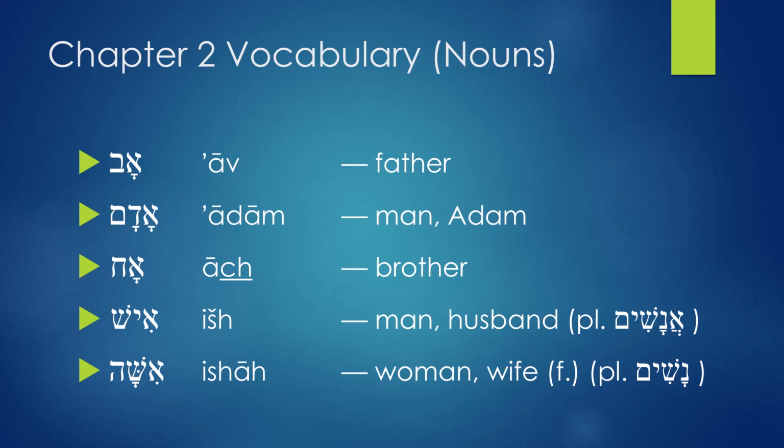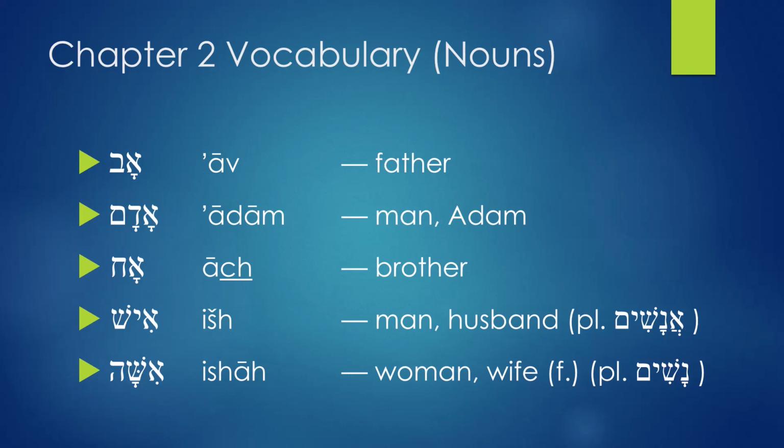The first one we have is Av. Notice it's not Ab. It's Av. Why? Because the bet at the end has no dagesh. The bet is a begad kefat letter. And when it's lacking the dagesh, the dot inside, you pronounce it with a V sound and not a B sound. So that's going to be Av and not Ab. And Av means father. This is where the word Abba comes from.